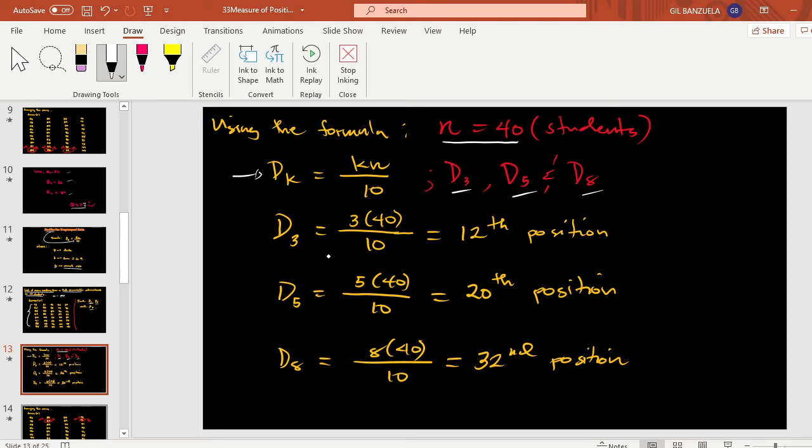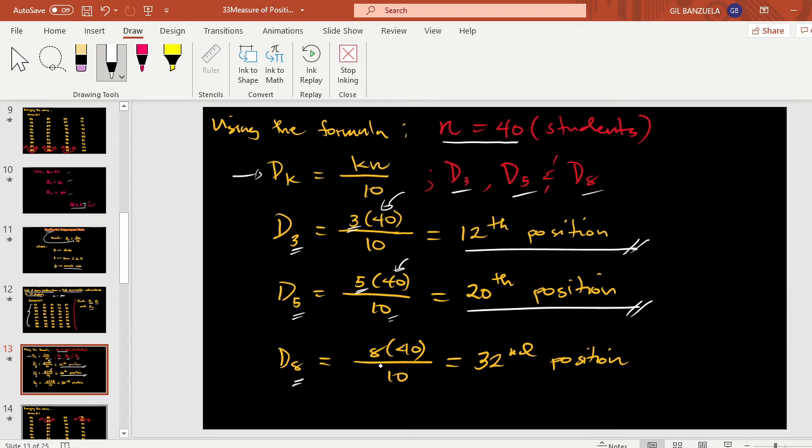Using the formula, replacing k by 3, since your k here is 3. Then plugging in your n, which is 40, over 10. Therefore, decile number 3 is at the 12th position. So let's proceed to decile 5. Again, your k here is 5 and your n is 40. Then divide it by 10. Therefore, decile 5 is at the 20th position.